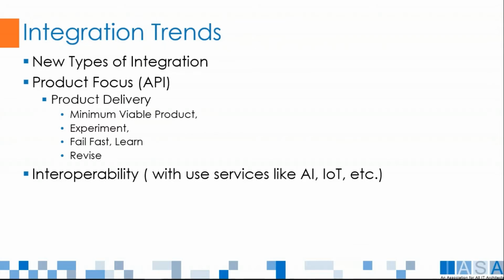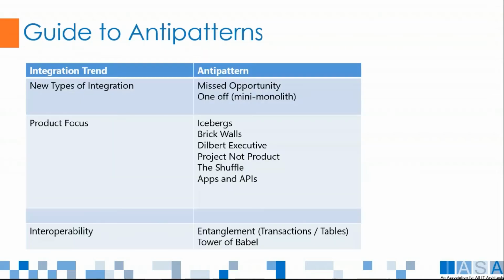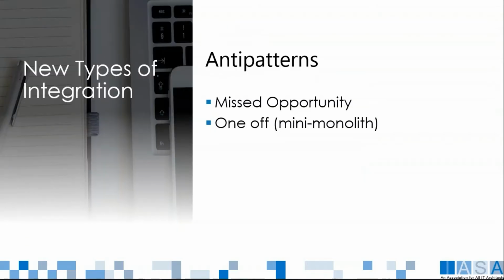New types of integration, product focus, interoperability. Product focus: we're going to talk a little bit about product delivery and what we need to put in place and what people aren't doing to put in place. So this isn't you necessarily, but if you want to follow one of these anti-patterns, it's a great way to tank your digital move or your digital advantage that you want to achieve. There's a chart here that summarizes the patterns, so let's get into them.